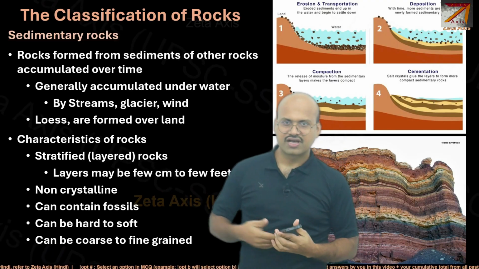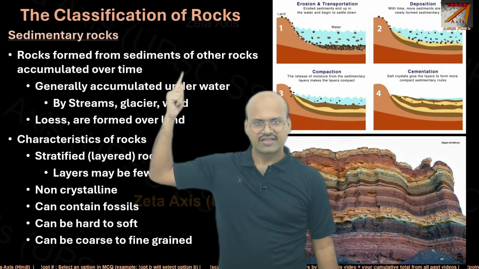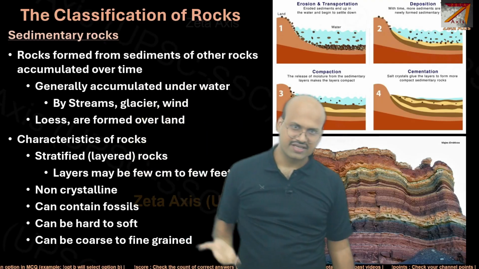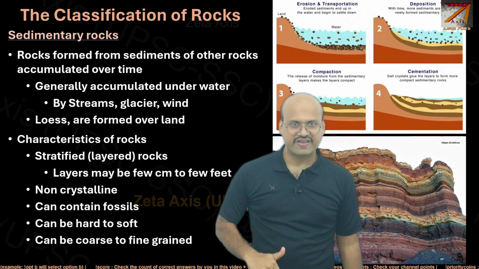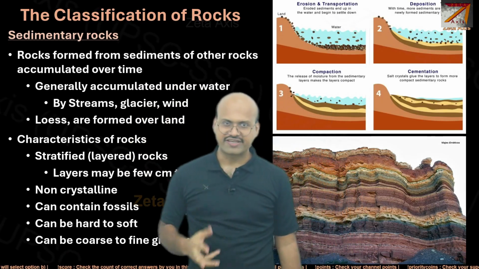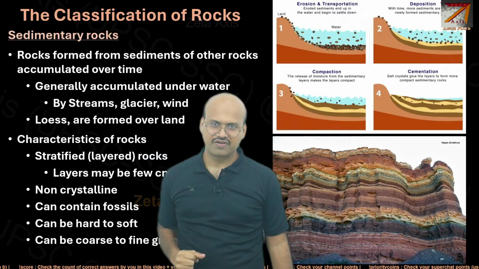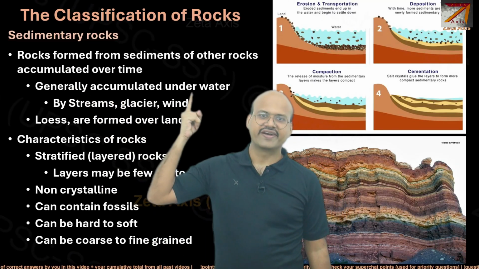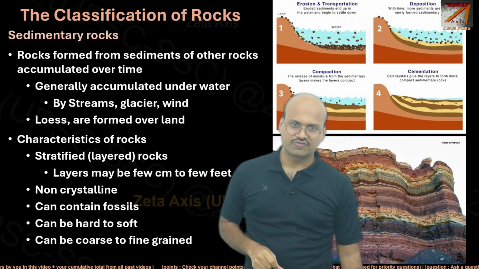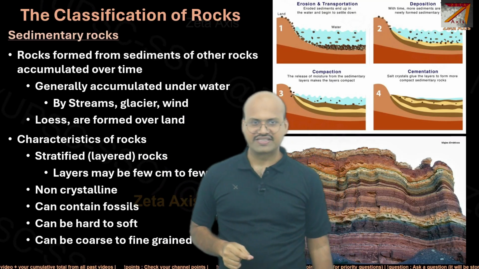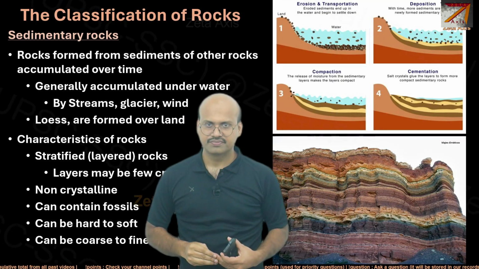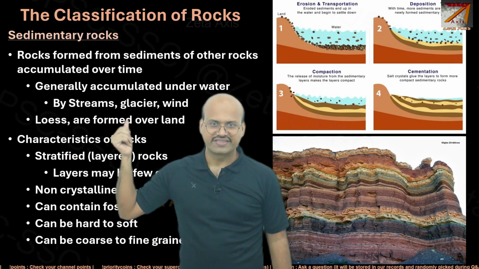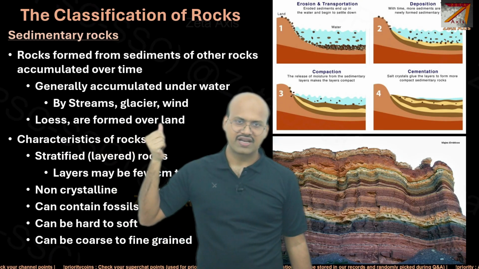So rocks are formed from sediments of other rocks accumulated over time. The other rocks can include igneous, metamorphic, as well as sedimentary rocks. So all three types of rocks can lead to formation of sedimentary rocks. They are generally accumulated underwater. Most of the sedimentary rocks were formed when the region was submerged underwater. However, flows are an example of sedimentary rocks which are formed over land.